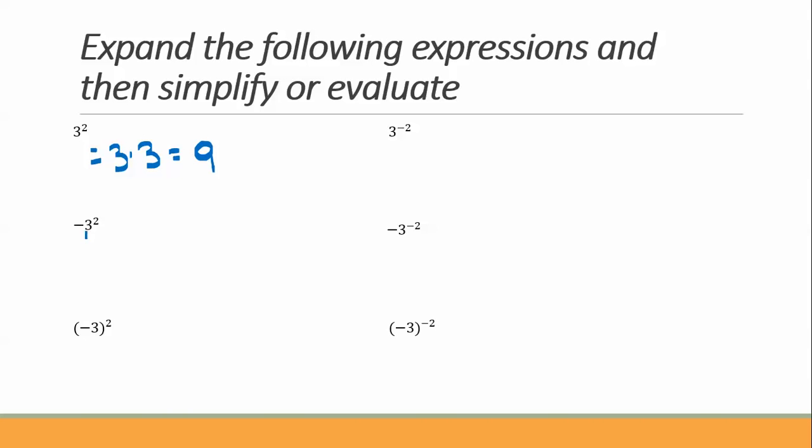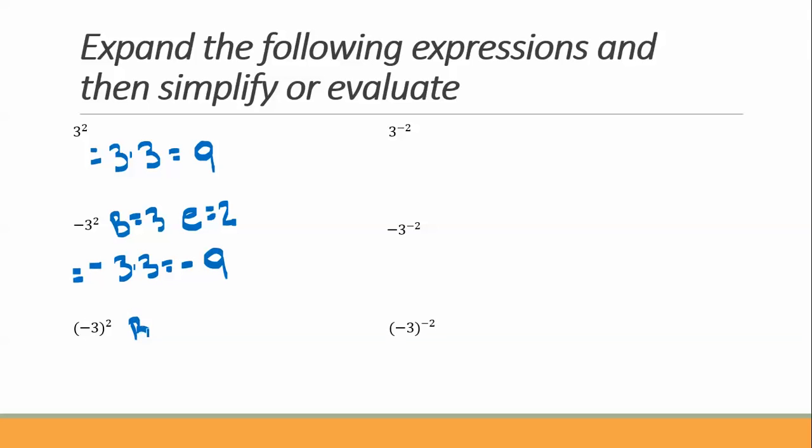This is the opposite of 3 squared. So the opposite of 3 times 3. So that's negative 9. The base is 3 and our exponent is 2. The negative is saying the opposite of whatever we're doing.